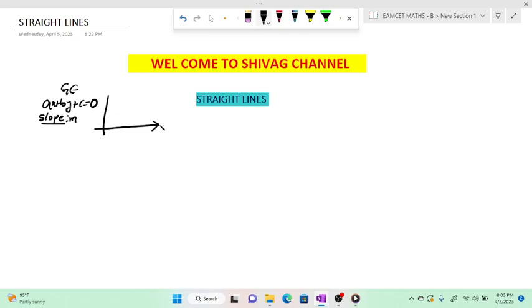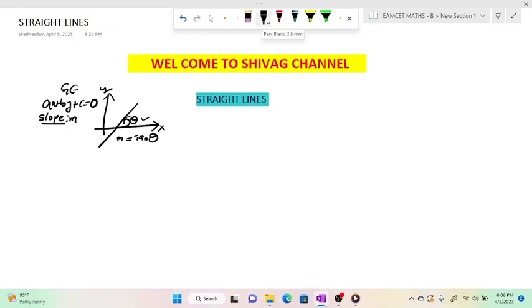This is the x-axis and this is the y-axis. This line makes an angle theta with the positive direction of the x-axis. Then this theta is called the inclination of the line. Here slope is denoted by small m. This slope m is equal to tan theta. If theta is given, in this case, the slope of the line is m is equal to tan theta.